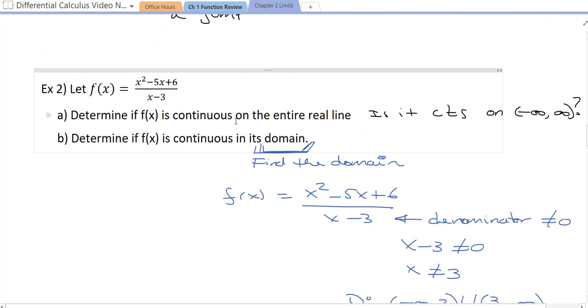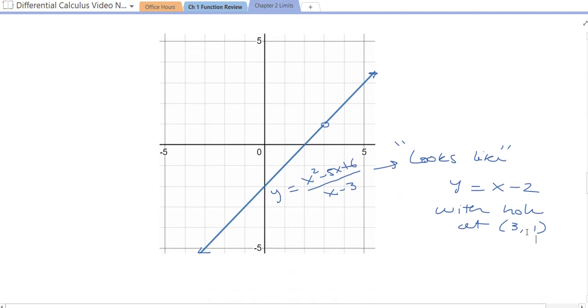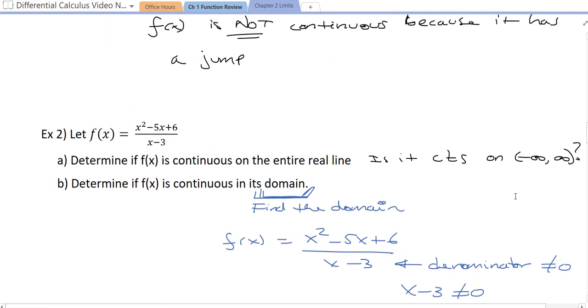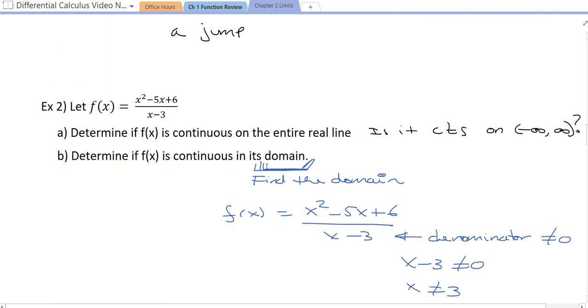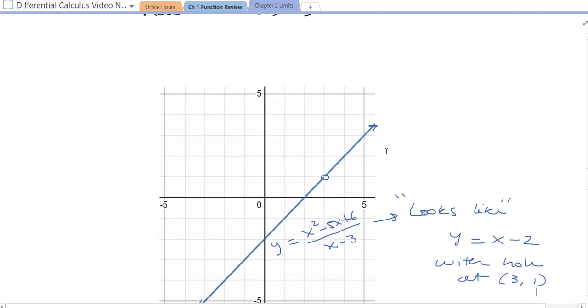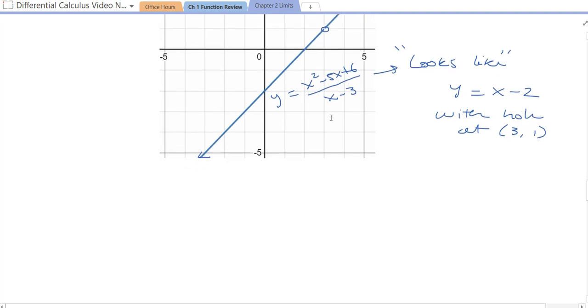So for part A, is f of x continuous on the entire real line? So that means, is it continuous from minus infinity to infinity? No, right? It has a hole at the point 3, 1. So it's not continuous on the entire real line. But is it continuous in its domain? Its domain excludes 3. So if you don't look at 3 in here, is it continuous? Yeah. So in its domain, you can graph it and stop at 3, not include 3, and then it is continuous on the rest of it.